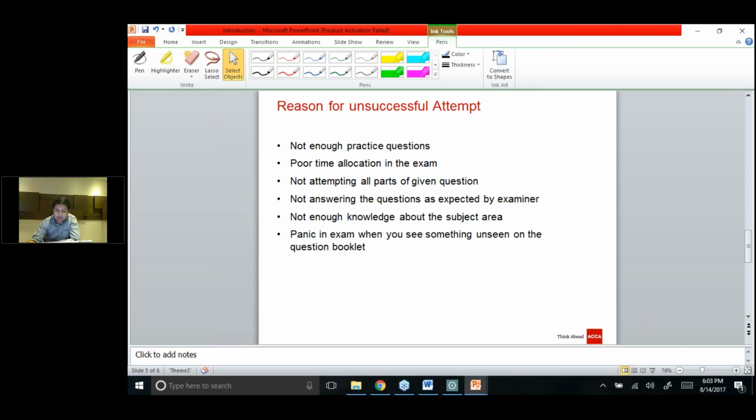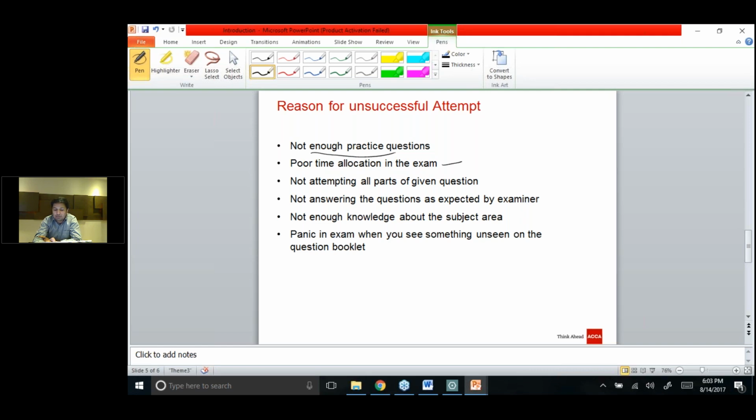What are the common reasons for an unsuccessful attempt in P4? First one, not enough practice questions. Obviously, if you do not practice well and you do not have a good preparation, you have very few chances to be successful in the exam. Then the next reason is poor time allocation in the exam. You have 3 hours to complete the paper, but if you poorly allocate your time to 1 or 2 questions instead of the whole 3 questions, obviously you can't pass the exam.